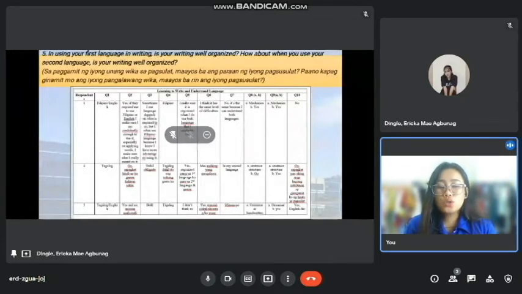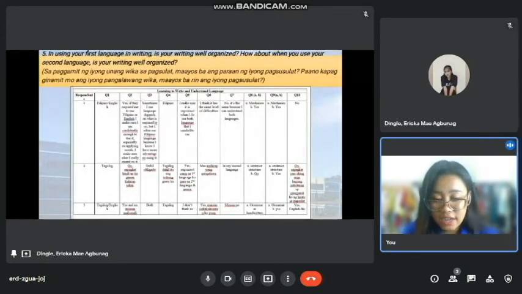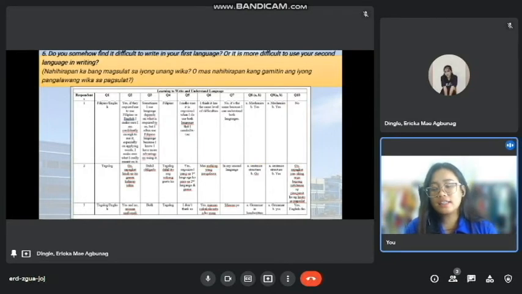So the results show that there are 17 respondents who are well organized in writing with their first and second language. On the contrary, there are six respondents who are well organized in writing using their first language, which is Tagalog, but not in their second language, which is English. Then, the five respondents are uncertain in being well organized in writing with both of their first and second languages. Meanwhile, the two respondents answered that they are not well organized in writing with both their first and second language. So as for the findings, the majority of the respondents indicated that they are well organized in writing with both their first and second language.